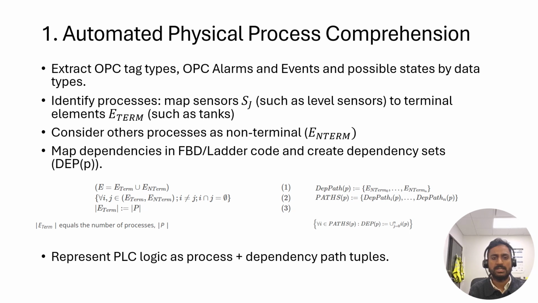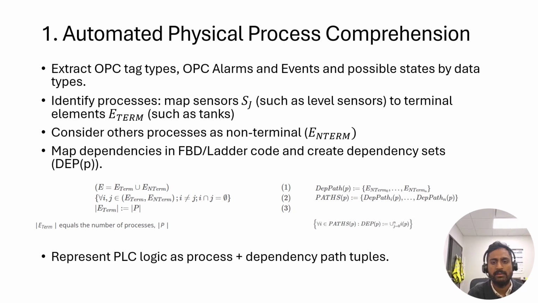Diving into the system design, part one is the automated physical process comprehension. As part of that, they extract the OPC tags from the tag library, and they'll also look at OPC alarms and events. Using that information, they're able to observe the possible states of each tag. So let's say if it's a Boolean tag versus an analog tag, they're able to identify the process, and also by looking at the tag names.